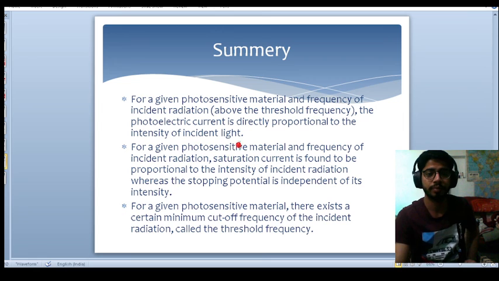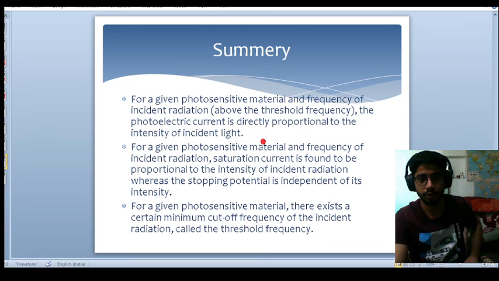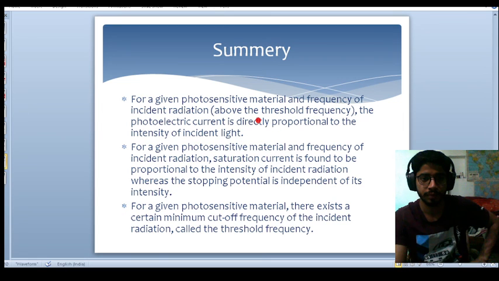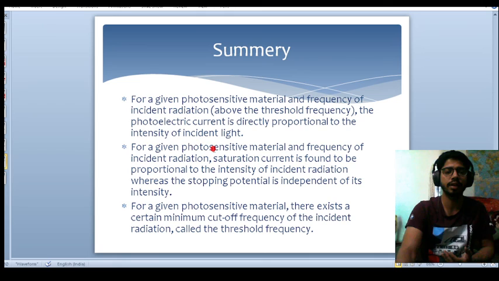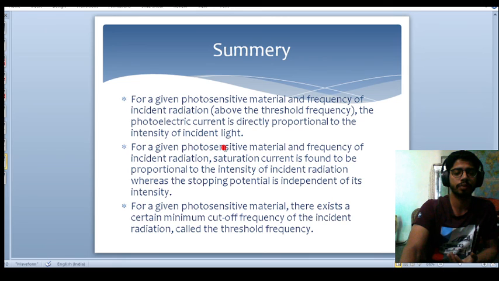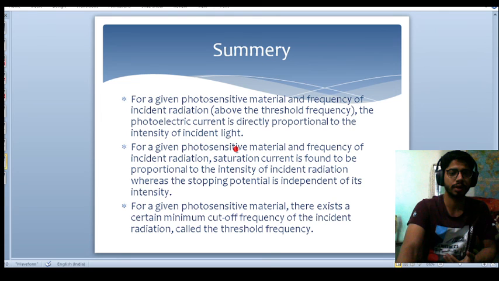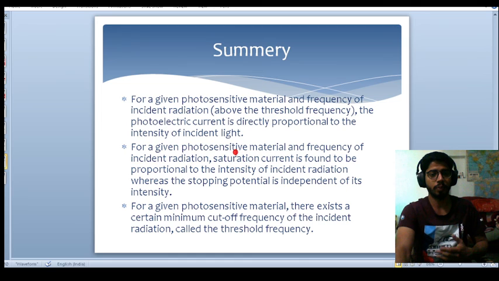And here is the summary of what we have discussed. For a given photosensitive material and a frequency of the incident radiation above the threshold frequency, the photocurrent is directly proportional to the intensity of the incident light. The photoelectric current will depend upon the intensity of the incident light.